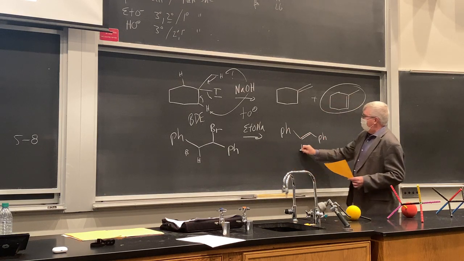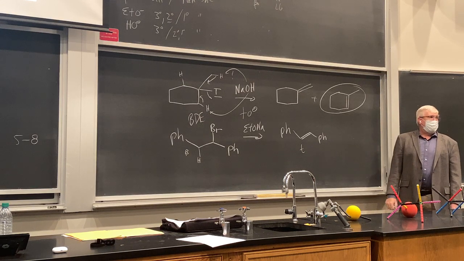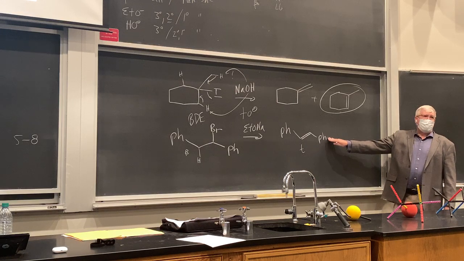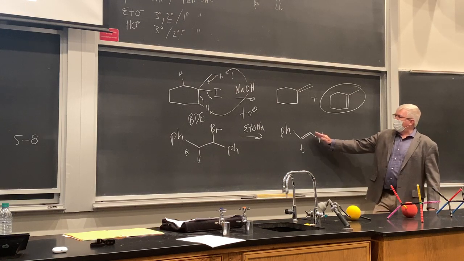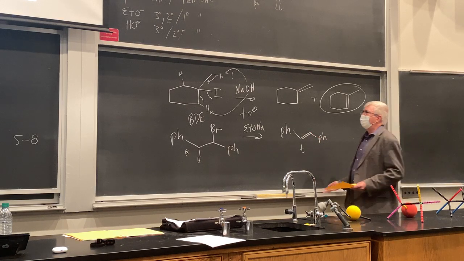It will be the trans product. Will it have a little bit of cis product too? Yeah, but that's minor. Remember we said alkene stability? The trans alkenes are more stable, having the groups across from each other, okay? So that's the only one you need to put in there.